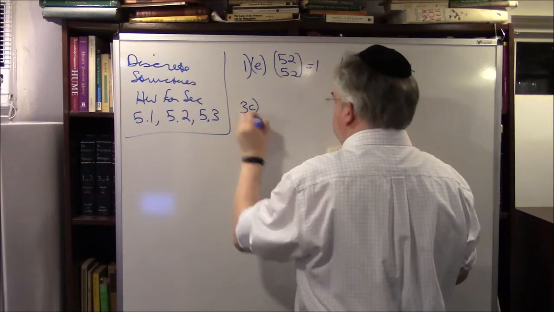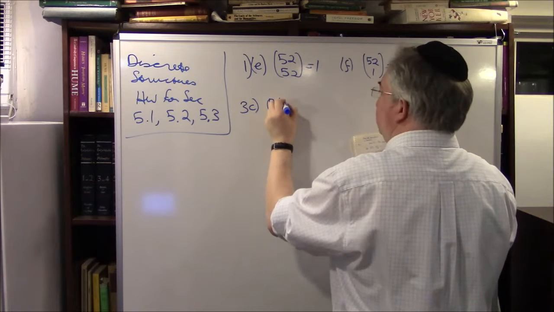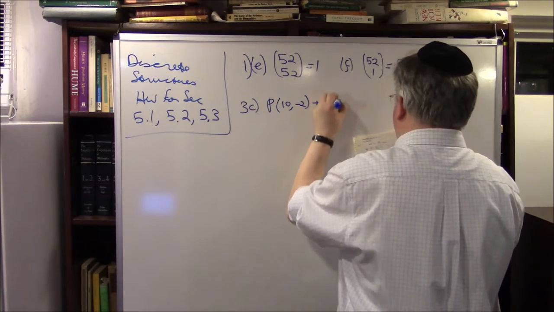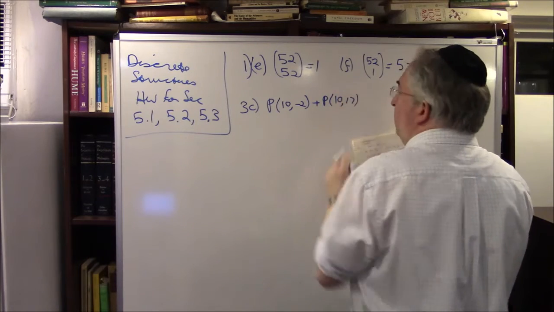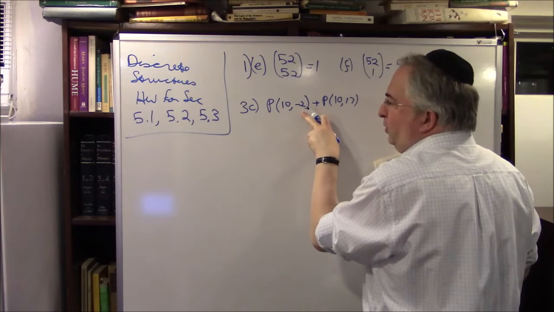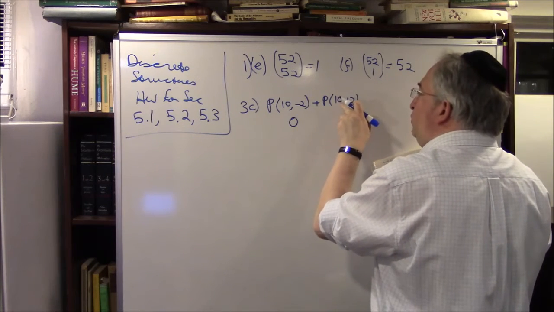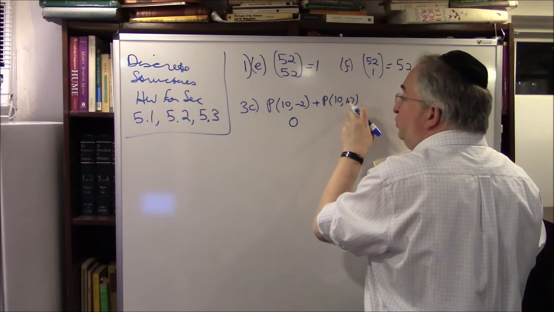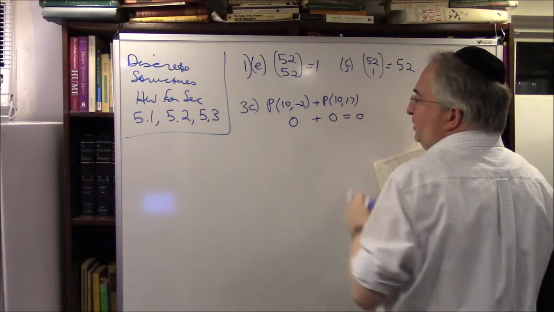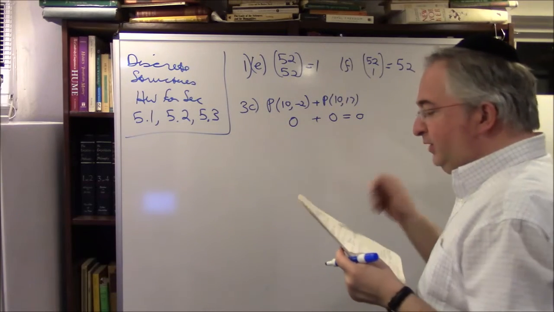3C is P of 10, comma, negative 2 plus P of 10, comma, 17. How could you have 10 objects and choose 2 of them in order, or negative 2 of them in order? It doesn't make sense, so that's a 0. How could you have 10 objects and choose 17 of them? You can't. There's no way of doing that, so that's 0. So that's 0. Just put these in to show you these are the other things.